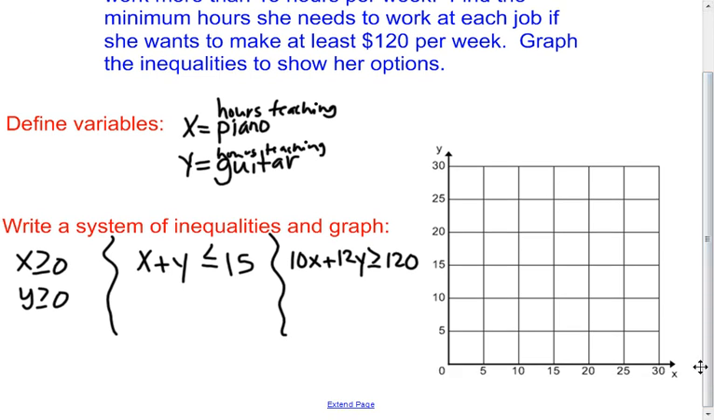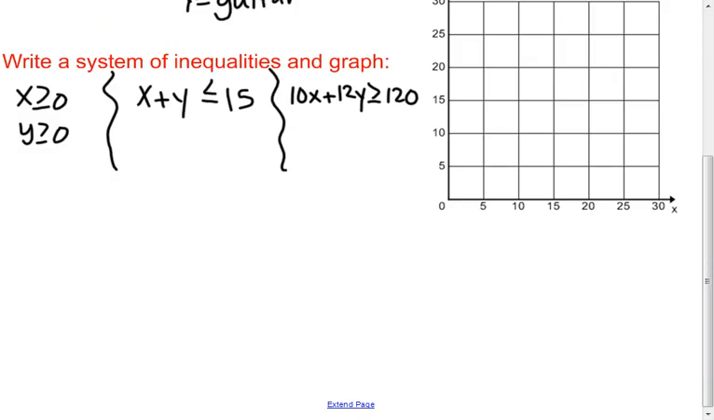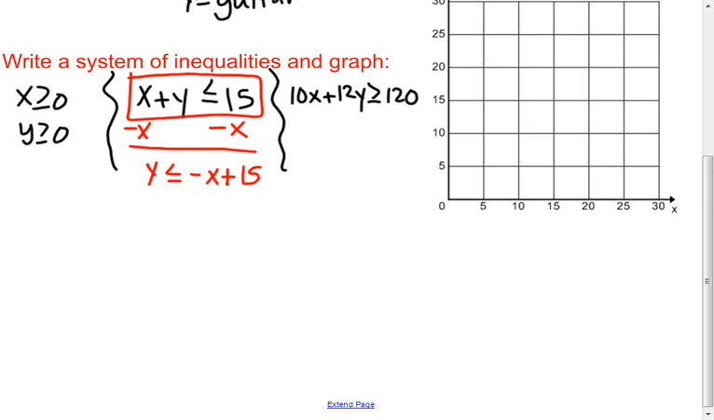Now, the X is greater than 0, the Y is greater than 0. I don't need you to graph that. That just puts things in the upper right-hand quadrant, which is all I have given you, so you don't need to worry about it, okay? But these other two equations you do need to graph, so we're going to get this one into y equals mx plus b. I will subtract the x over, and I'll have y is less than or equal to negative x plus 15.